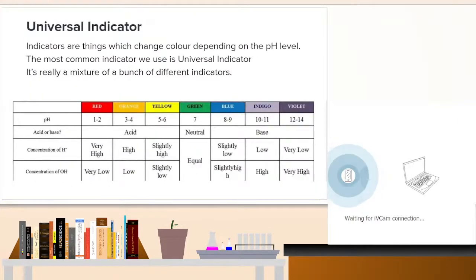We can test the pH using indicators. Indicators are compounds that change color based on the pH. Universal indicator is the most common one we deal with. You might have also dealt with litmus paper or phenolphthalein, but universal indicator is red for super low pH, and violet for super high pH, and green for neutral, right? If you need to, you can refer to this table here to help you with that.